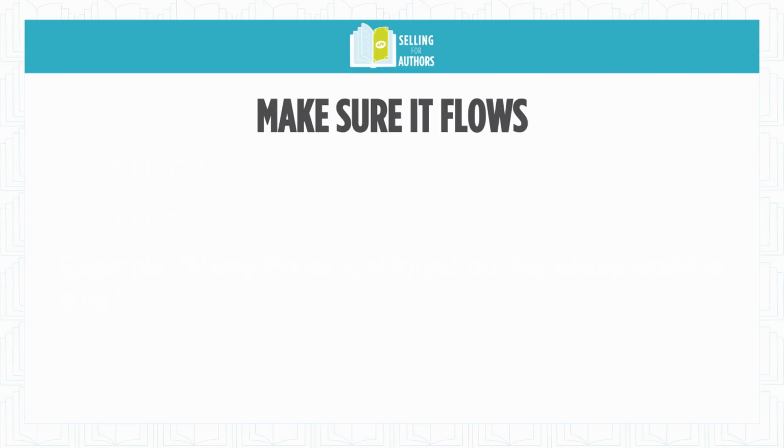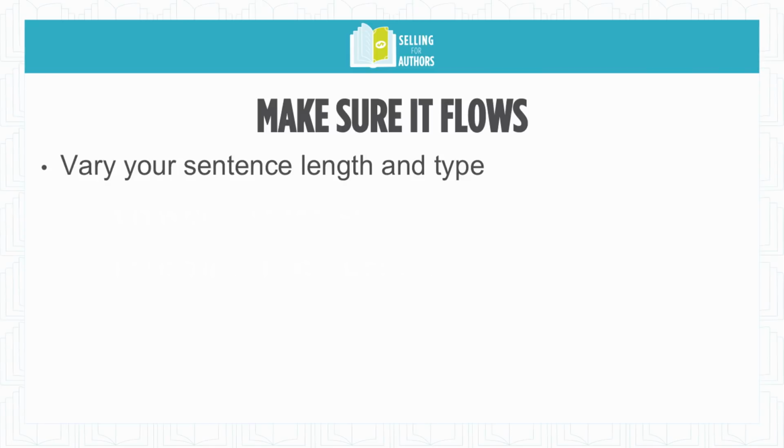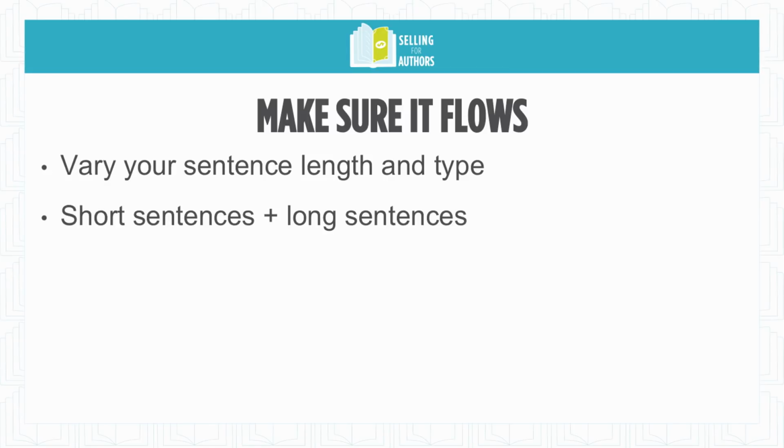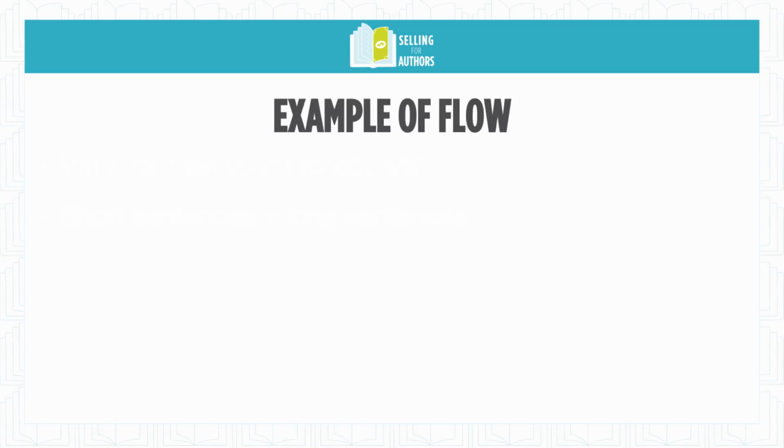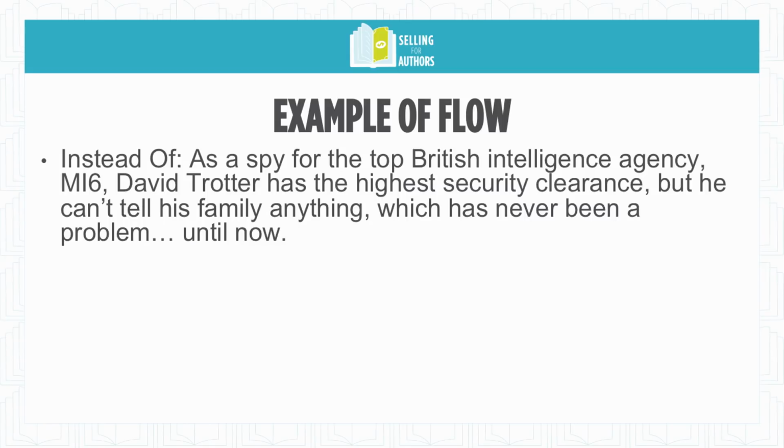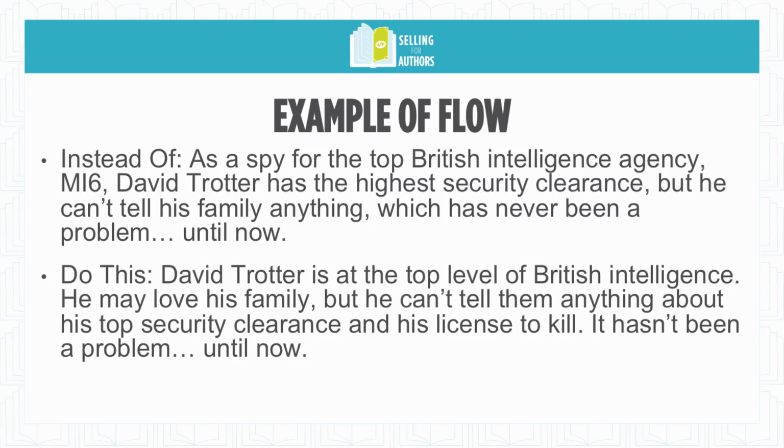Secondly, we want to make sure things flow. You don't want to just have the same sentence of the same length, of the same style over and over again. You need to mix it up. So a combination of short sentences and long sentences is a better path. So here is an example of what not to do. As a spy for the top British intelligence agency, MI6, David Trotter has the highest security clearance, but he can't tell his family anything, which has never been a problem until now. All one sentence. Instead, do this.